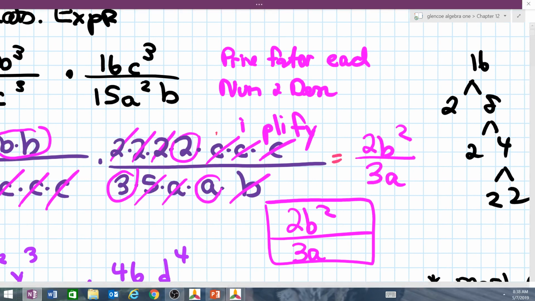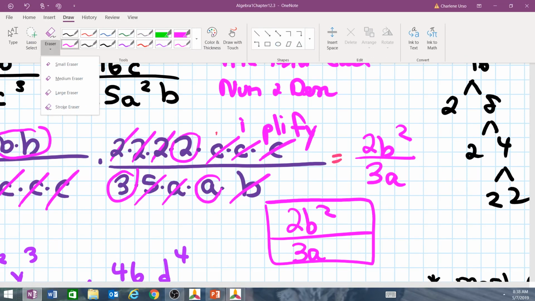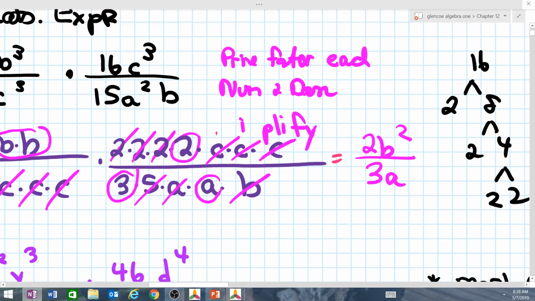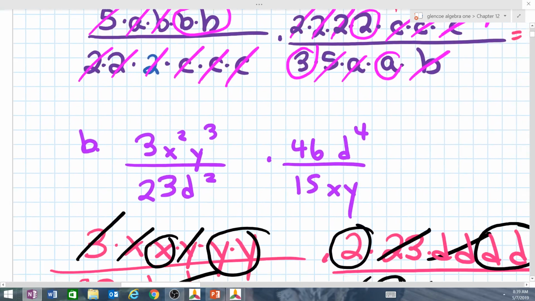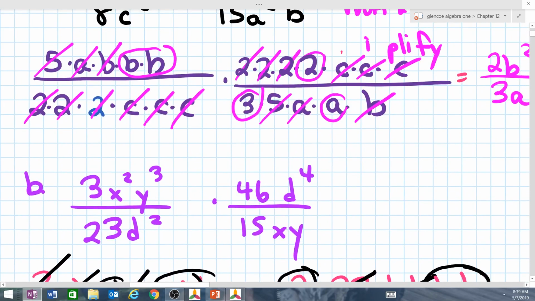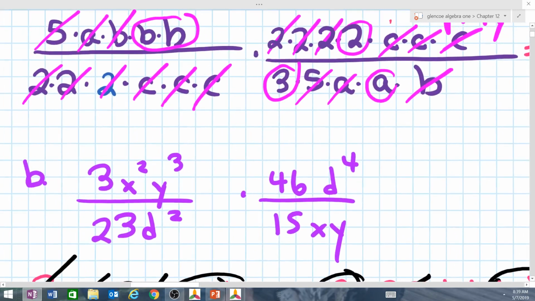Okay, does anyone have a question on this example? Anyone have a question? Okay, let's look at our next example. Our next example is 3x squared y cubed over 23d squared times 46d to the 4th over 15xy. So let's go ahead. I'm going to have you guys prime factor it.